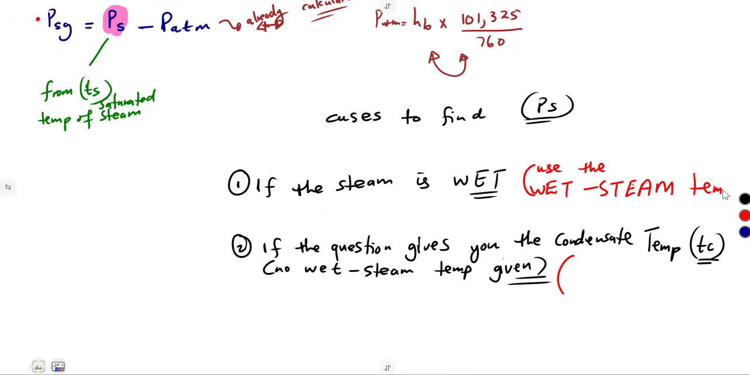So when it is given, use it. But when that wet steam temperature is not given, but they gave us the condensate, we are supposed to use that, because the condensate is saturated or slightly subcooled. Remember, this is saturated steam. So the condensate is also saturated or slightly subcooled. So use the condensate temperature.